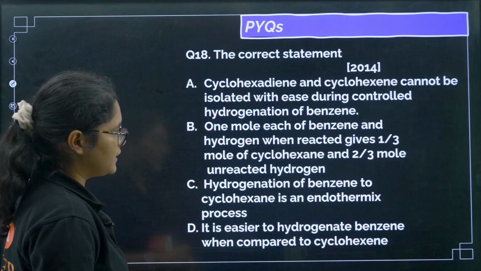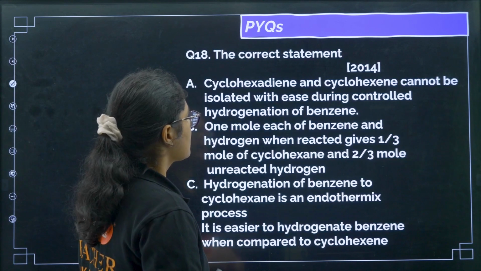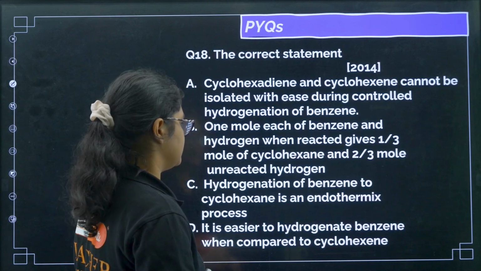Next, the correct statement. Cyclohexadiene and cyclohexene cannot be isolated with ease during controlled hydrogenation of benzene.